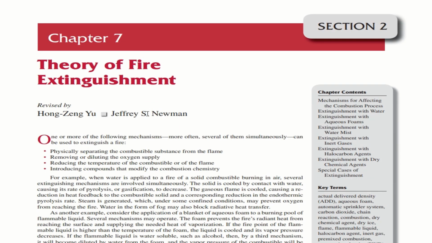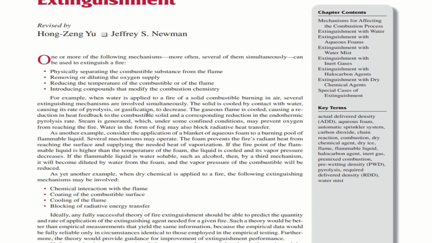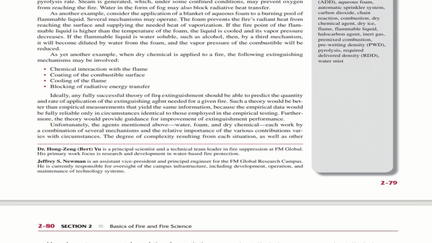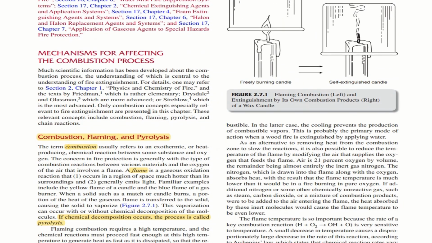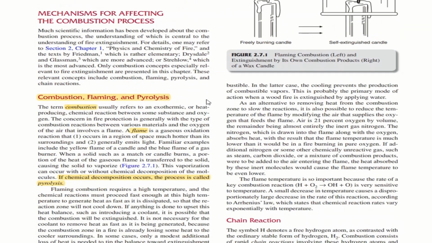Chapter 7 is related to the theory of fire extinguishment. Here so many things are there. As you can see, mechanisms for affecting the combustion process: extinguishment with water, extinguishment with foam, extinguishment with water mist, extinguishment with inert gases, extinguishment with halocarbon agents, extinguishment with dry chemical agents, and special cases of extinguishment. So the theory of fire extinguishment, we cover all these particular topics in this chapter.